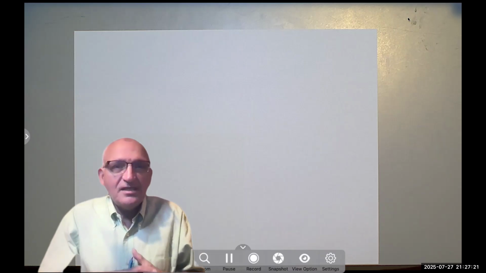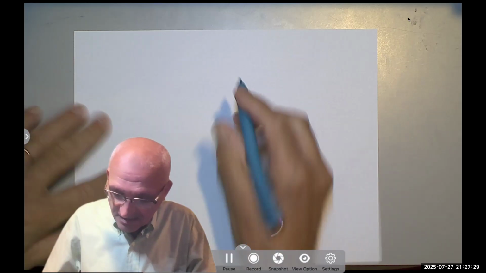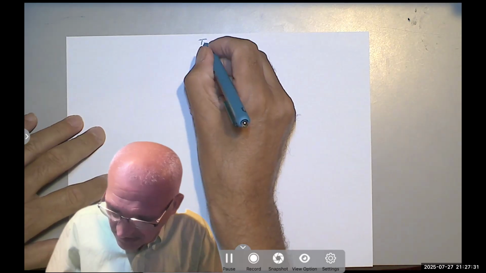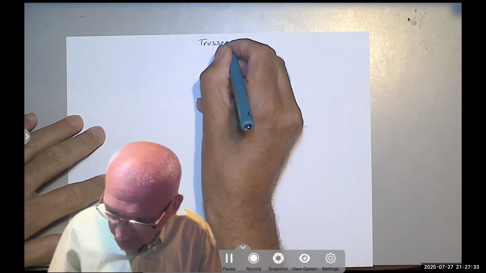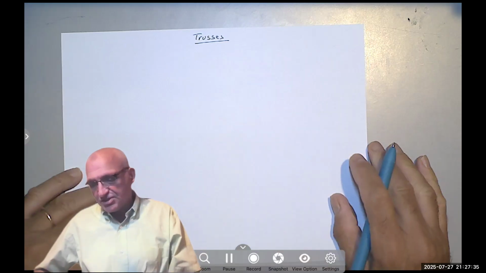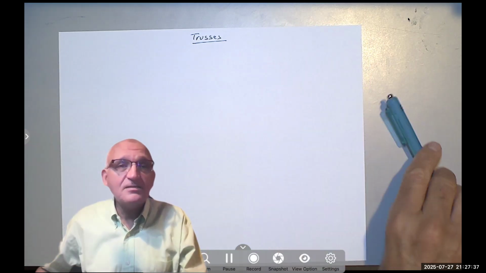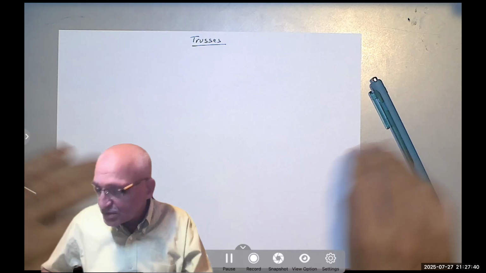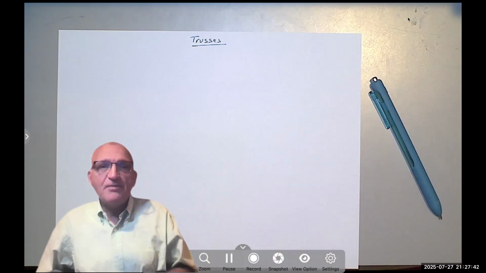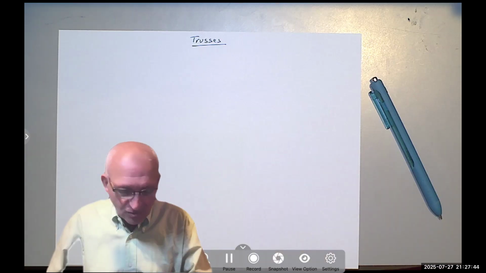And today we are going to start analyzing real structures. And the first one we are going to analyze is the truss. Trusses are very simple structures. And the reason they are simple is that they are made exclusively of two force members. Remember, we talked about two force members.